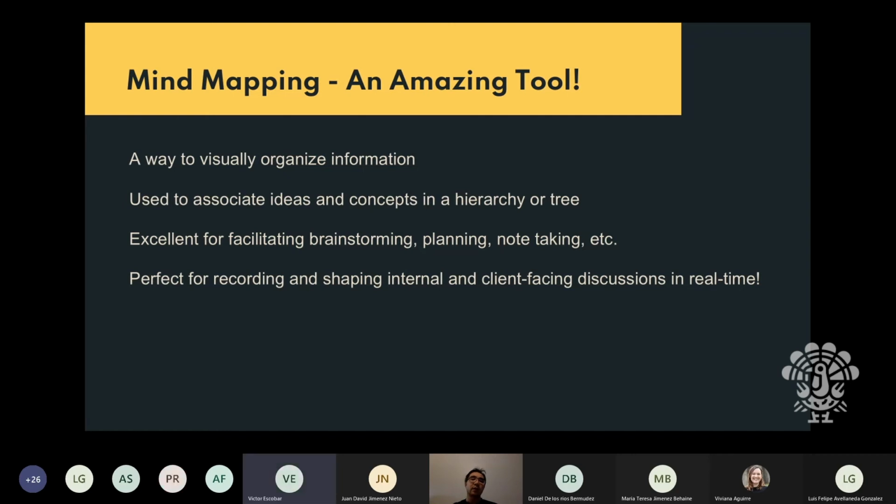Yes. Okay. And it's perfect for recording and even influencing your internal discussions or discussions with your clients. At my lab, in the early days when we were trying to find problems to solve and we wanted to get more problems into our lab so we could work with the teams to create solutions, we did mind mapping for every business team that approached us. It took about 2-3 hours.